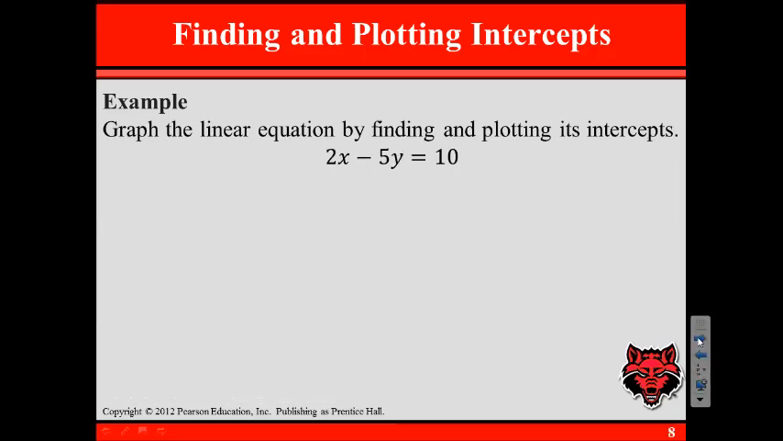Here's another example. Let's graph 2x - 5y = 10 by finding and plotting its intercepts. So again, we start by drawing our xy table, our xy chart. And again, the only coordinates we can use are 0 for x and 0 for y. We must use 0 for x and 0 for y because these are the only coordinates that will give us intercepts. So we start by replacing x with 0.